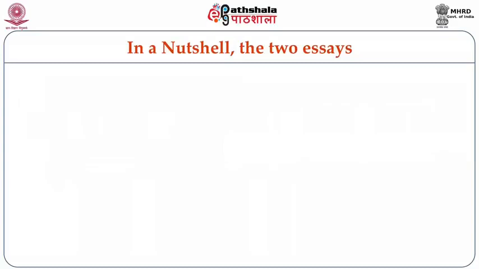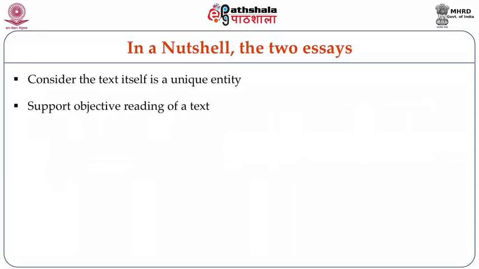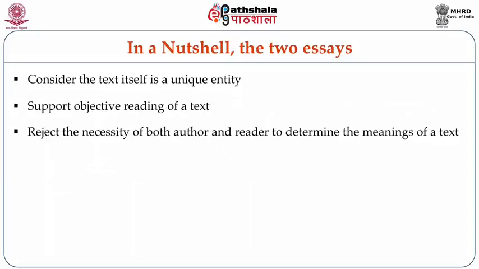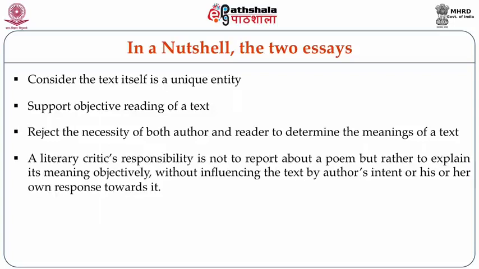So to put it in a nutshell, the two essays consider the text itself a unique entity and support the objective reading of a text. They reject the necessity of both author and reader to determine the meaning of a text. A literary critic's responsibility is not to report about a poem, but rather to explain its meaning objectively without influencing the text by the author's intent or his or her own response towards it.